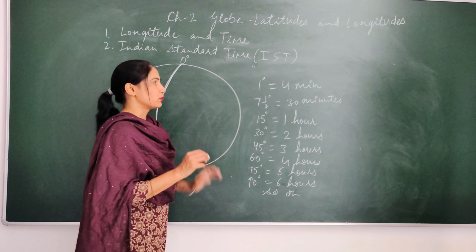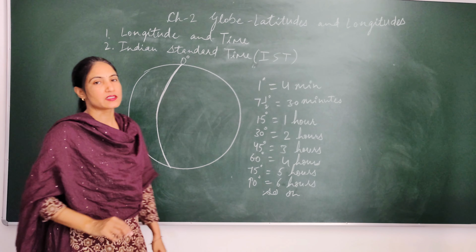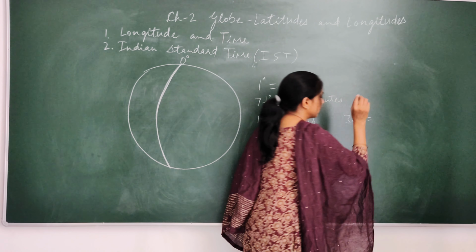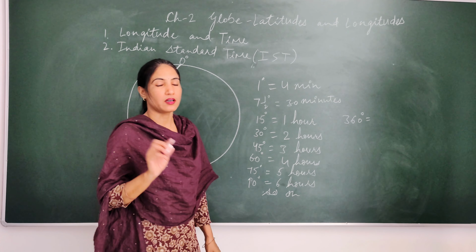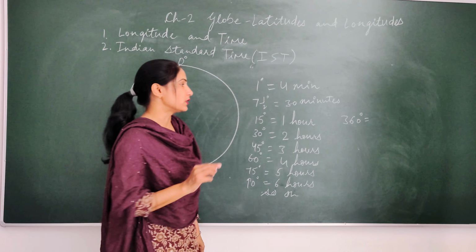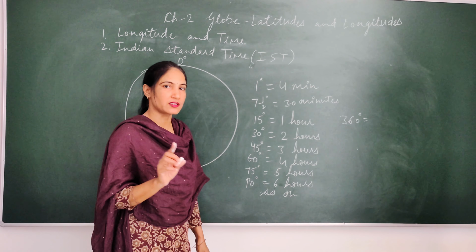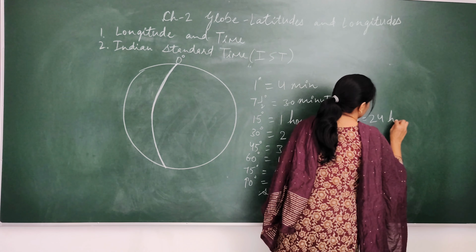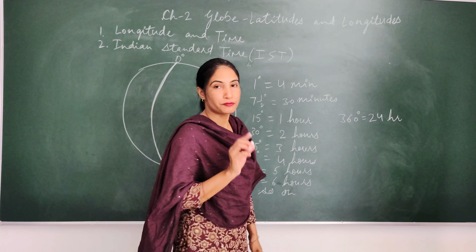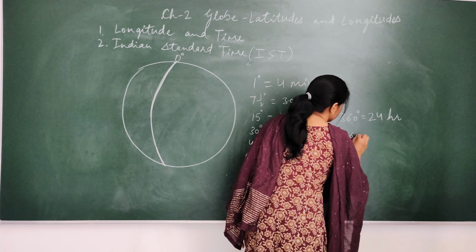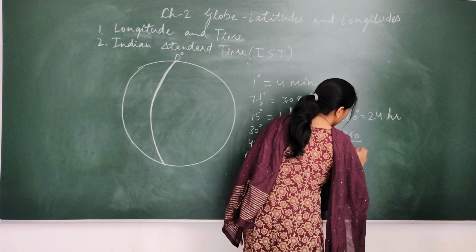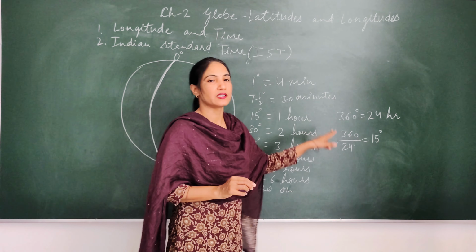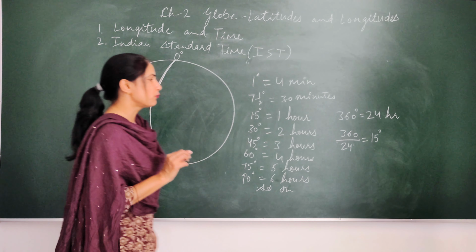This is a simple formula. As we all know, in a circle there are 360 degrees, and the rotation time for the Earth is 24 hours. It means the Earth rotates through all these 360 degrees in only 24 hours. So if we divide 360 by 24, we get 15 degrees. At every 15 degrees we experience a time difference of 1 hour.